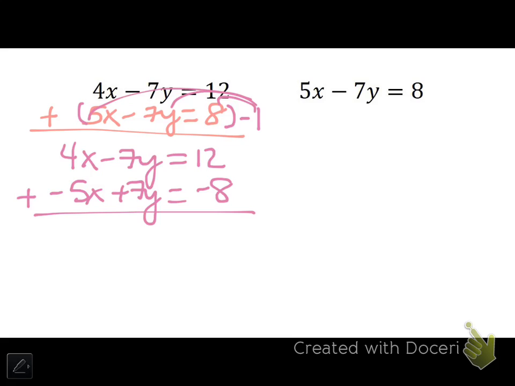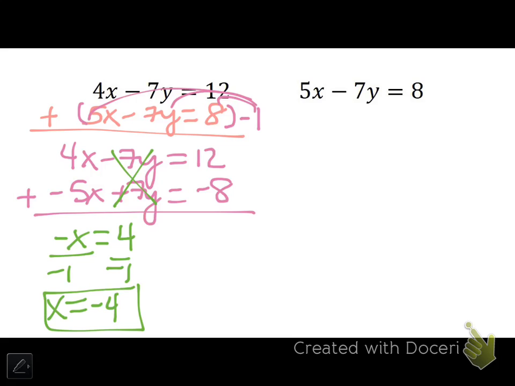So now when we add down, our y's cancel, so we should get -x equals 4. Divide both sides by -1 because x isn't by itself yet. So x equals -4.